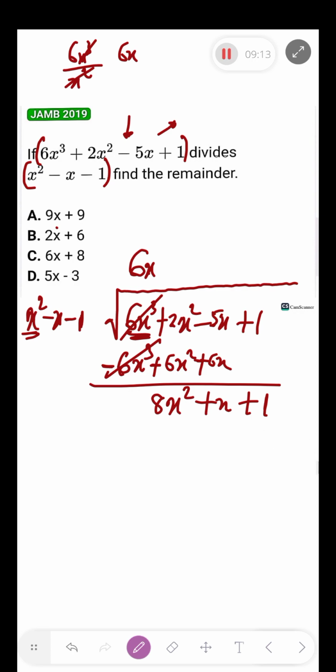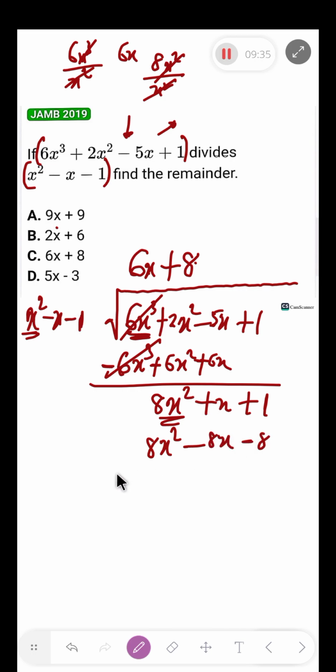You repeat that same step again. Take this first term and this first term you have here, then you divide. That is 8x squared divided by x squared. I'll be left with just plus 8. So you go ahead again, 8 times the terms you have in the divisor. 8 times x squared is 8x squared. Then minus 8x. Then if this 8 multiplies this minus 1, I have minus 8. So you know what to do.